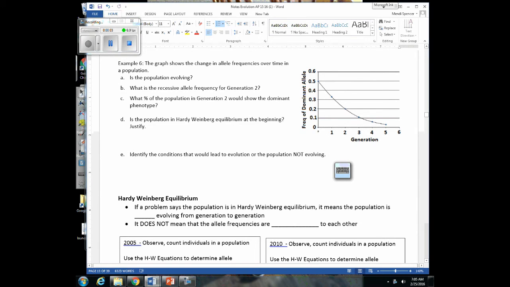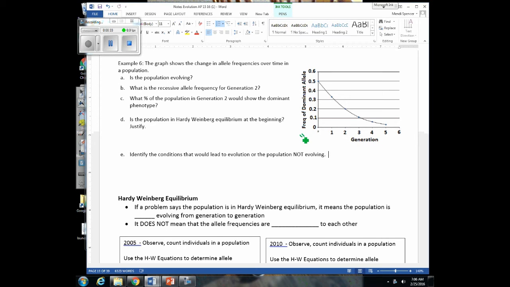Now that we understand how we can calculate allele frequencies, let's take a look at another way that they can give you allele frequencies and ask you about the evolution of a population. So here we have a graph, and you can see that it is documenting the frequency of a dominant allele over time. And if you know the frequency of the dominant allele, then you should know the frequency of the recessive allele, because you can use that equation, P plus Q equals 1. Let's take a second to read through example 6. It says the graph shows the change in allele frequencies over time in a population.